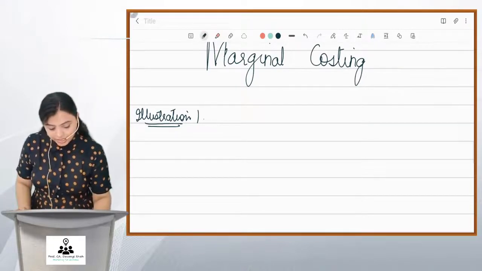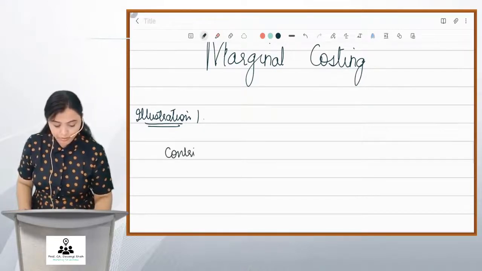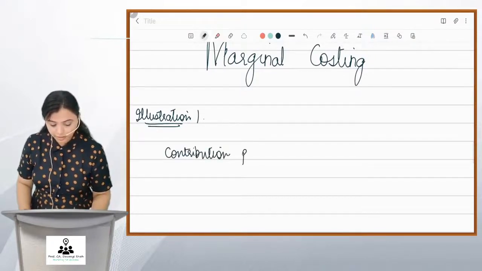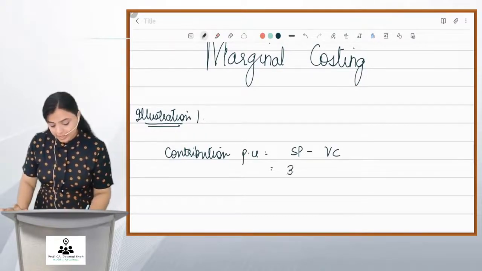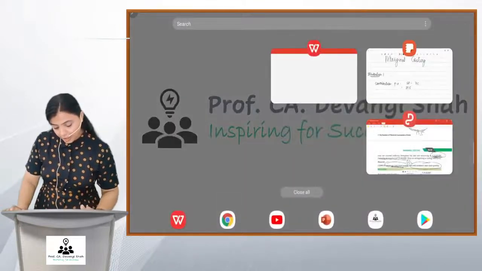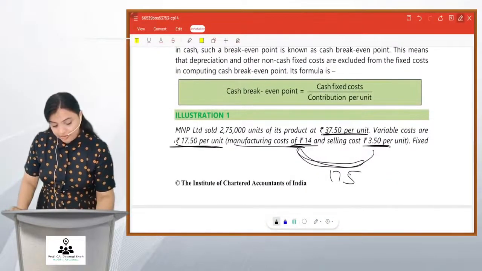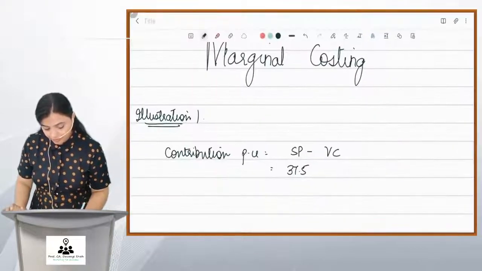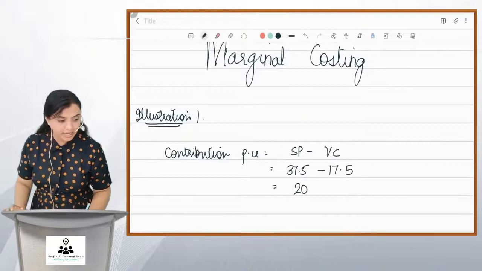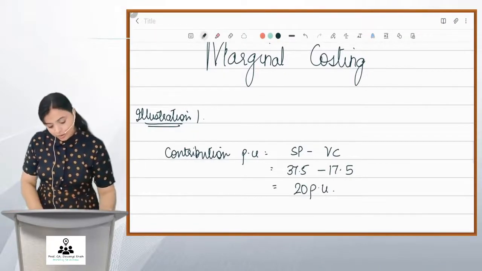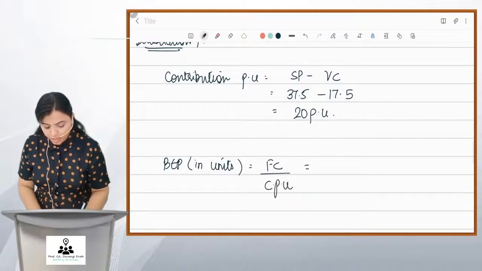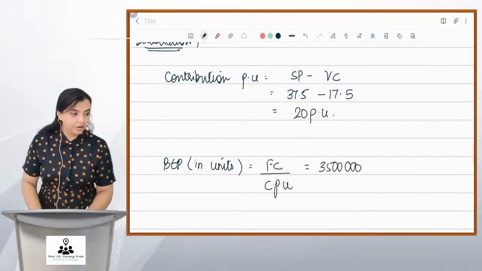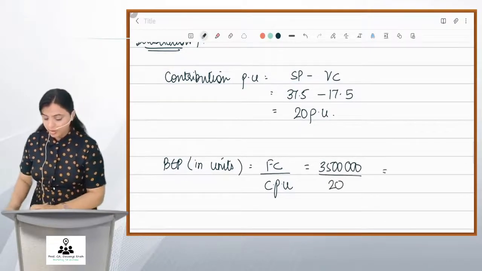So firstly, I need to get contribution per unit. That would be nothing but selling price minus variable cost. I already know my selling price, that is 37.5. And I know my variable cost, which is 17.5. So I get a contribution of 20 per unit. So now, easily I can apply BEP in quantity, that is fixed cost upon contribution per unit. Fixed cost is 35 lakhs and contribution per unit is 20. What is the answer?